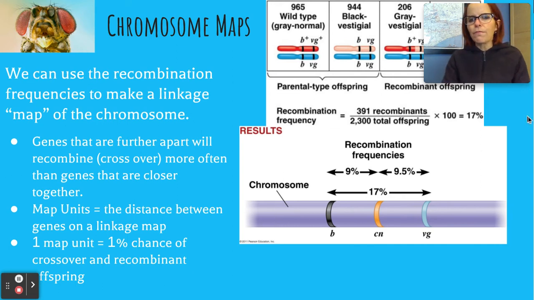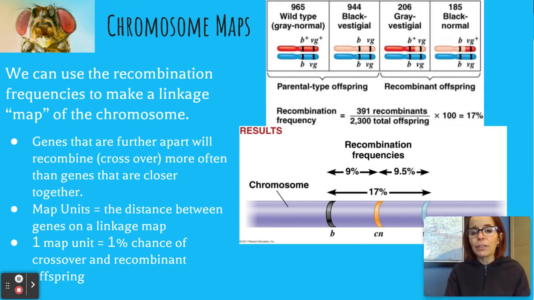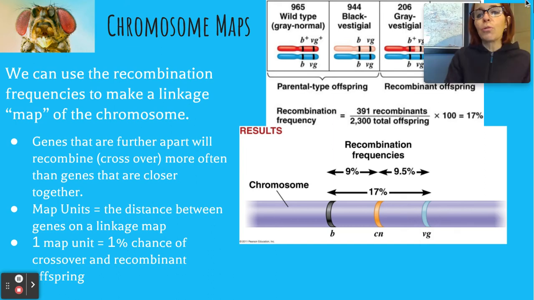So if you remember from our example, and I put it here again, we had 391 recombinants out of 2,300 babies total. So we said we had a 17% recombination rate. So now we say that those two genes, B and VG, are 17% apart, 17 map units apart on the chromosome.